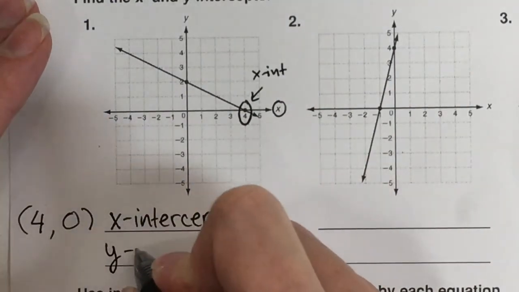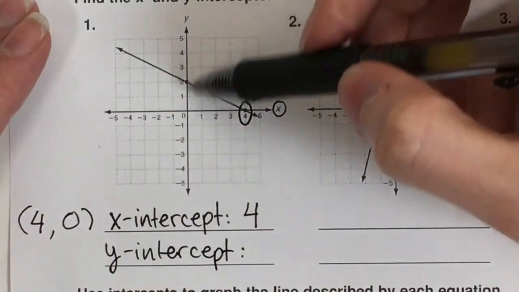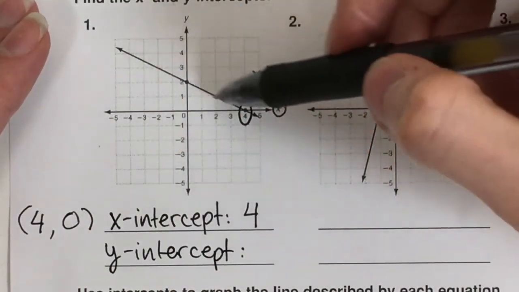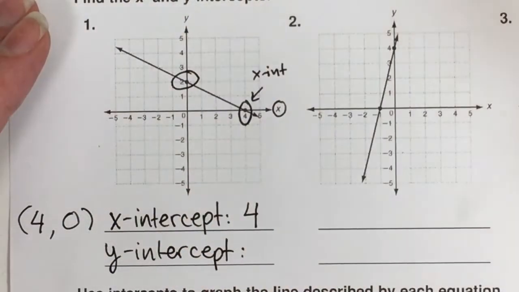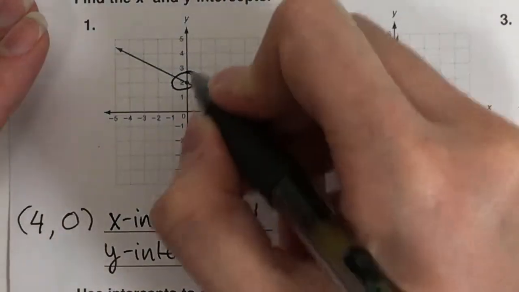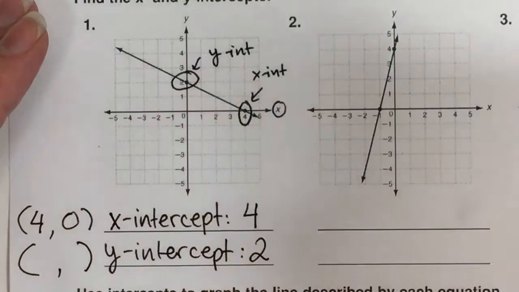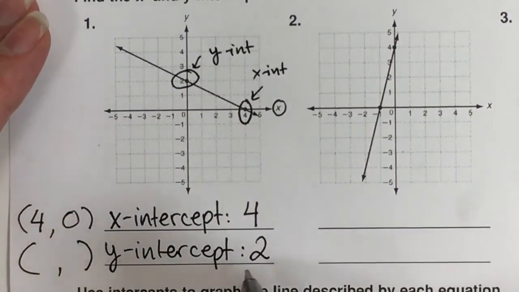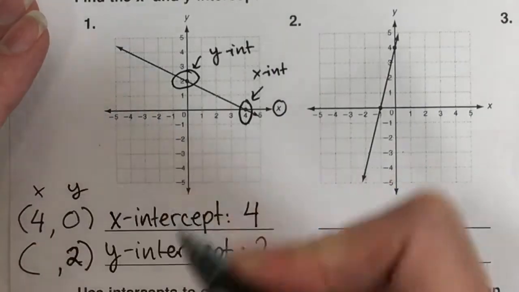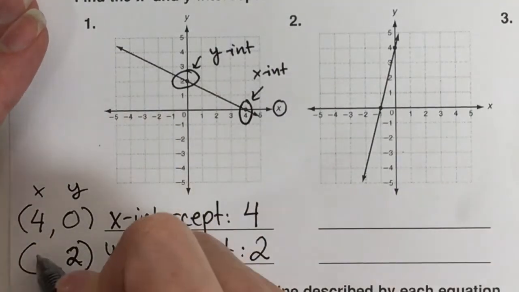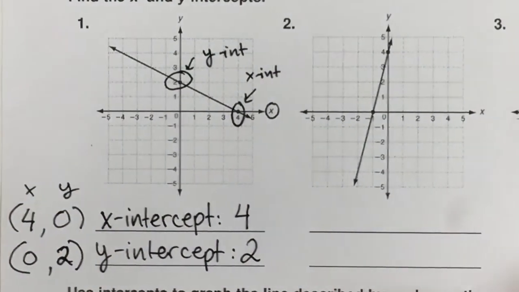Okay, now for y-intercept, we're going to look at the graph again. And we're going to see, where does this line touch the y? It looks like it touches at 2. That's the y-intercept. And we're going to do it in an ordered pair. Remember, y is 2. So remember, y is second. So just so you remember, this is x and this is y. So y is second, so that means the 0 is in the x. Okay? Let's do it again.